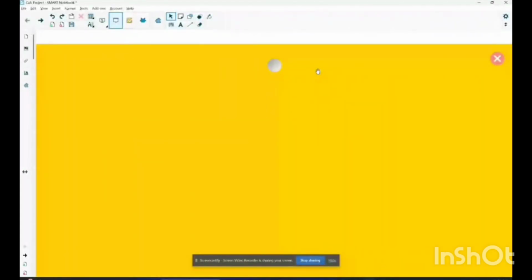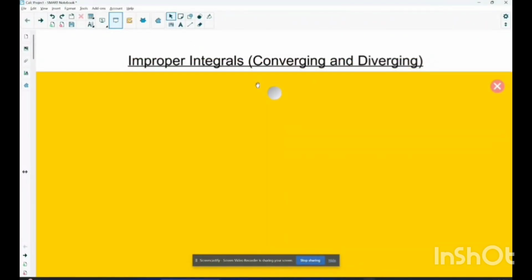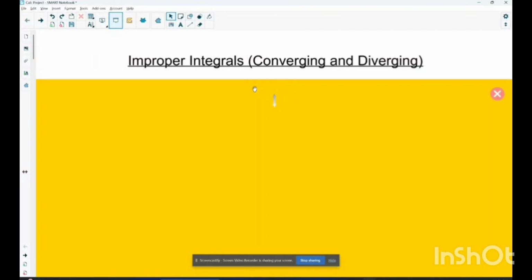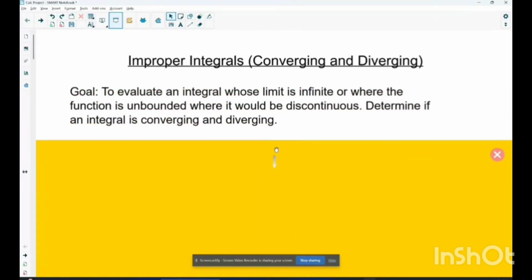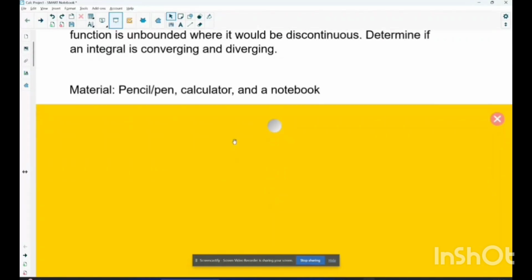Hello, this is Dervin. So right now we'll just quickly go over improper integrals. Improper integrals, it's not really a hard concept. It's kind of similar to taking a basic definite integral, except with some new techniques. So first, our goal is to evaluate an integral whose limit is infinite, or where the function is unbounded, where it would be discontinuous. Determine if an integral is converging or diverging. These are the materials you'll need.